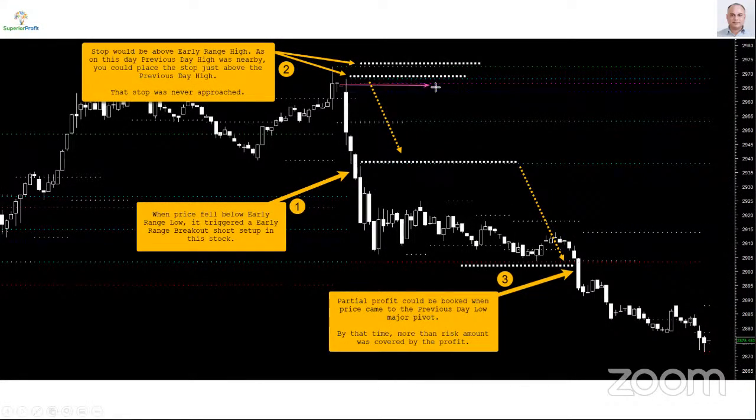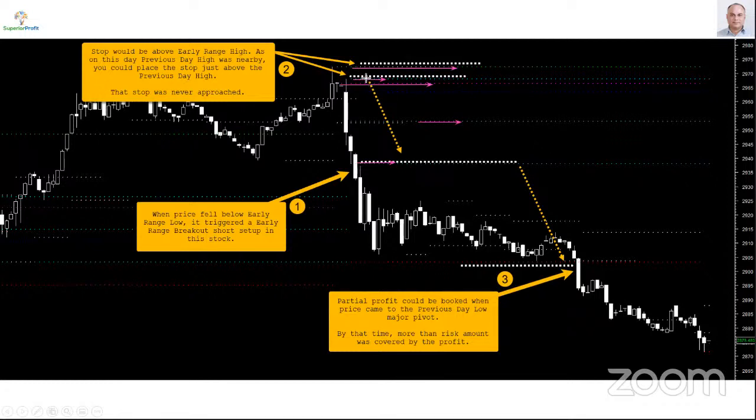Magenta line, previous day's close. Price opened very close to previous day's close. Then early range high, early range low lines formed, cyan color dot. Early range mid, also cyan color. And then we have previous day's high.